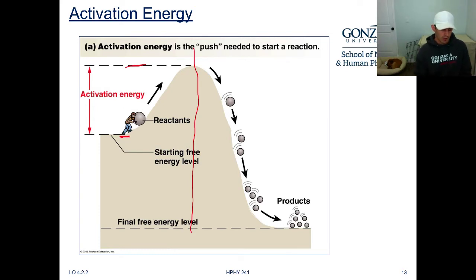So if I were to redraw this hill in a different color, and let's say he only had to make it up to here, you can imagine that since that hill is lower, the activation energy required to get to that point on this blue hill is lower. So it'd be a lower E of A.